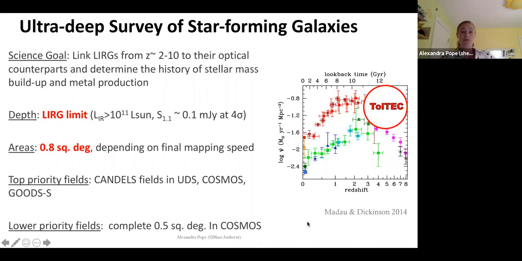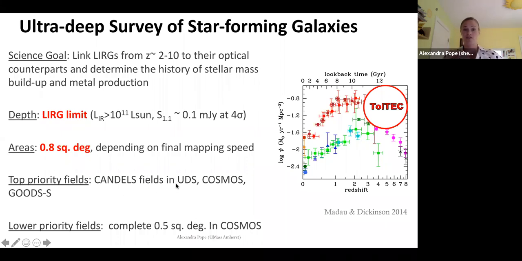The ultra deep survey of star-forming galaxies is going to the opposite end and pushing as deep as we can go, going all the way down to the confusion limit. So we estimate that's about 0.1 millijanskys 4 sigma. This is the detection limit, not the noise limit. So that's all the way down to the LIRG limit. So these are galaxies forming stars at about 10 solar masses per year. We're going to do almost a full square degree over a bunch of common legacy fields.